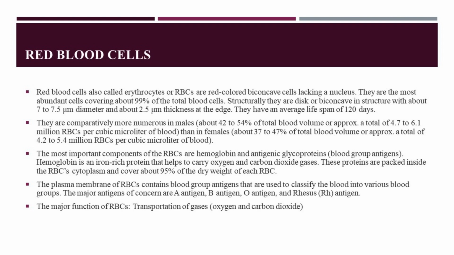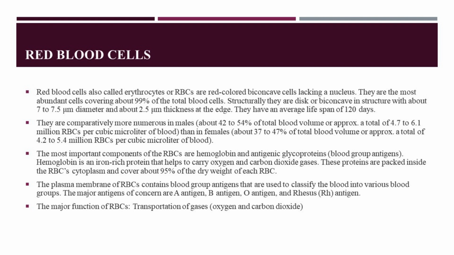The most important components of the RBCs are hemoglobin and antigenic glycoproteins, the blood group antigens. Hemoglobin is an iron-rich protein that helps to carry oxygen and carbon dioxide gases. These proteins are packed inside the RBC's cytoplasm and cover about 95% of the dry weight of each RBC.